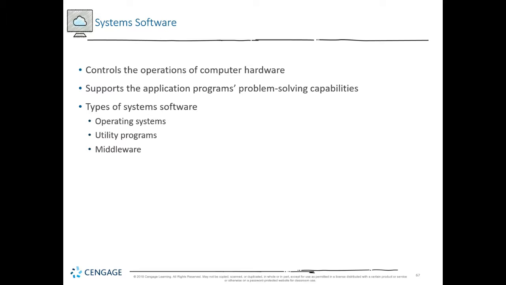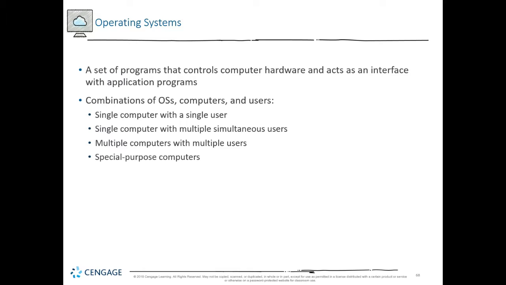System software controls the operation of the computer hardware and supports the application programs' problem-solving capabilities. Types of system software: operating systems, utility programs, and middleware. Operating systems are a set of programs that control computer hardware and act as an interface with the application. They serve a combination of computers and users.